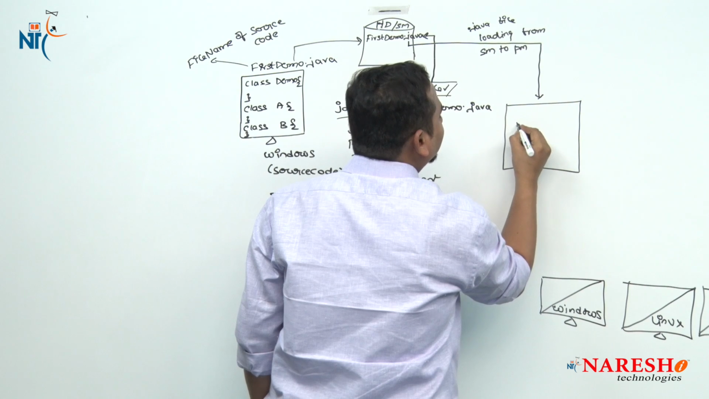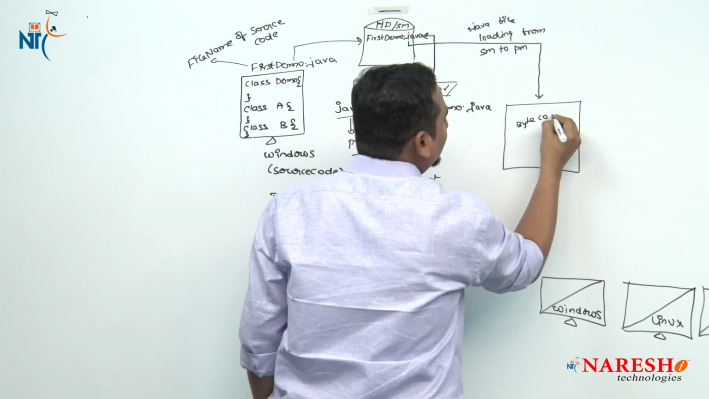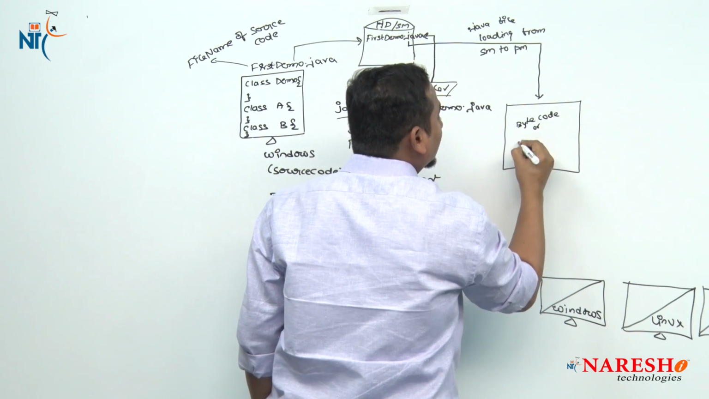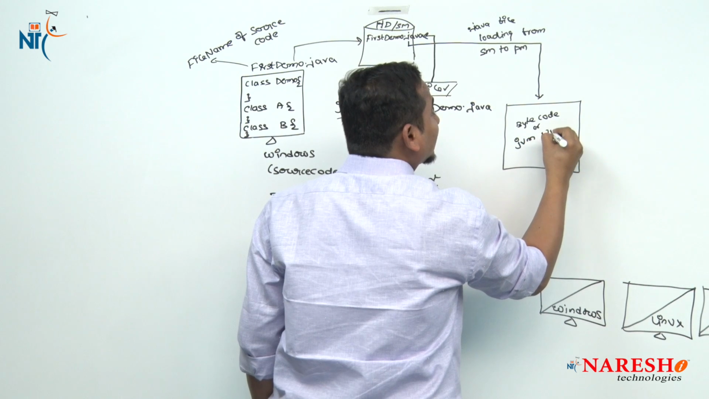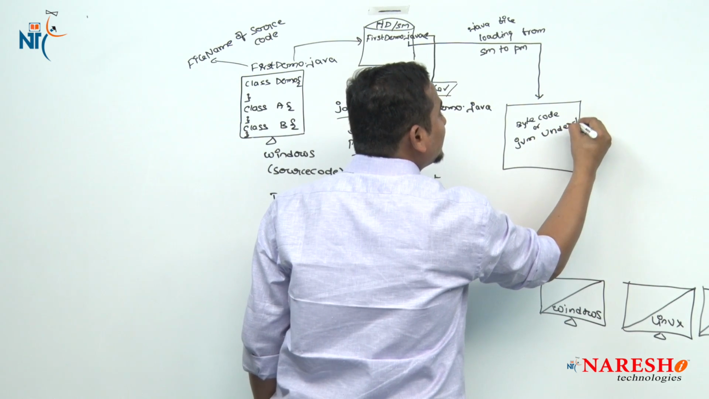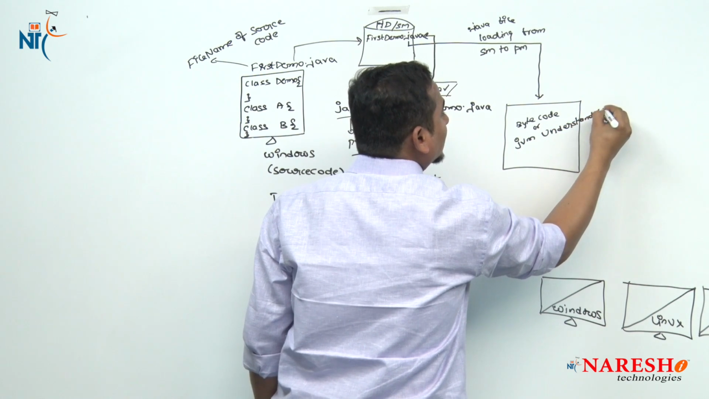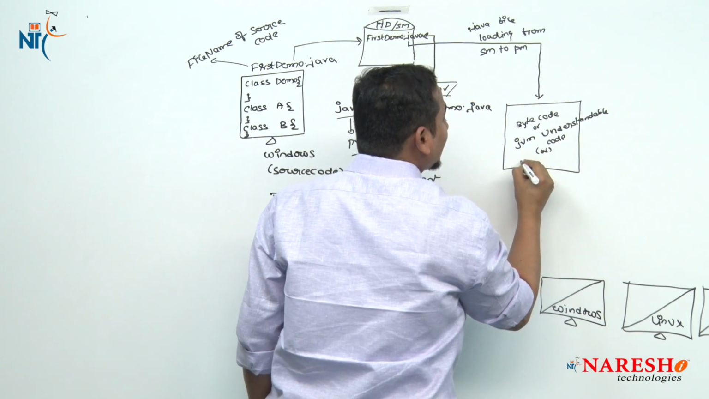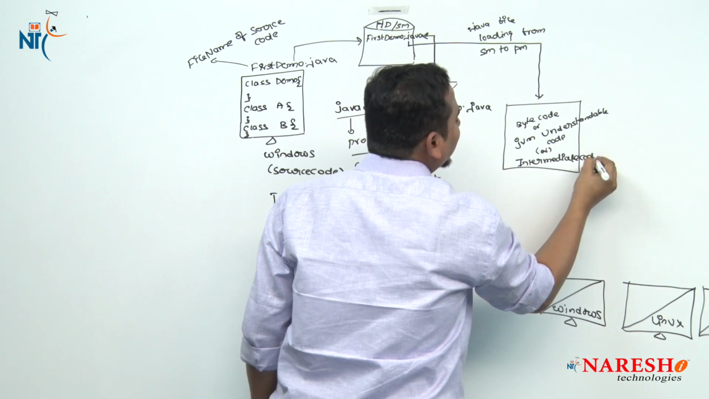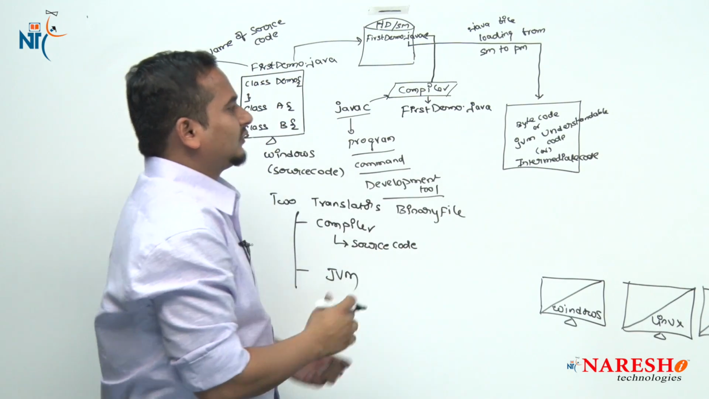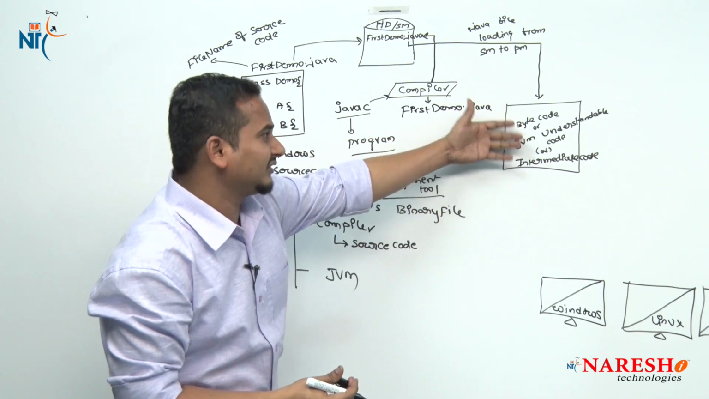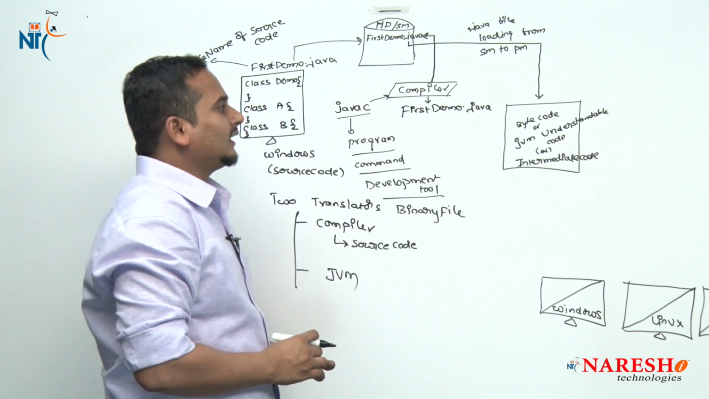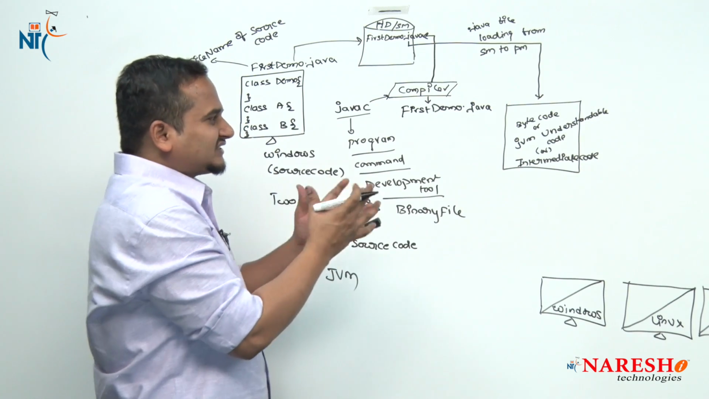Now the compiler will generate bytecode. This code we can also call JVM understandable code, as well as intermediate code. So like this, we have different types of vocabulary related to bytecode. Now this bytecode is generated.